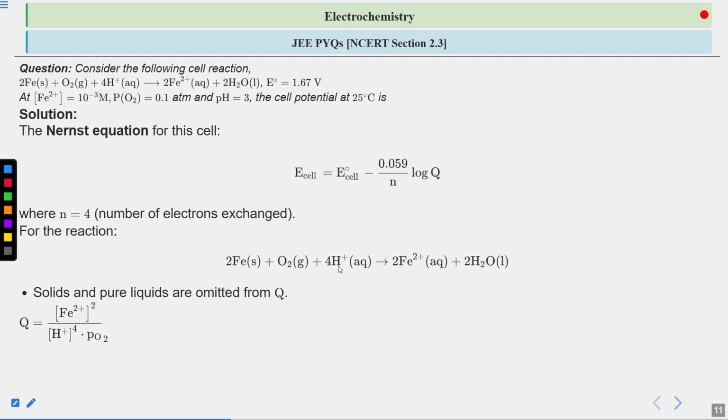The reactant in aqueous form is H+. 4 is the stoichiometric coefficient, so it goes in the power: H+ to the power 4, multiplied by the pressure of the oxygen gas. Iron is in the solid form, so it will not be considered in Q, and pure liquid will also not be considered in Q. So the Q value is Fe2+ whole square divided by H+ concentration to the power 4, multiplied by the pressure of O2, that is oxygen gas.